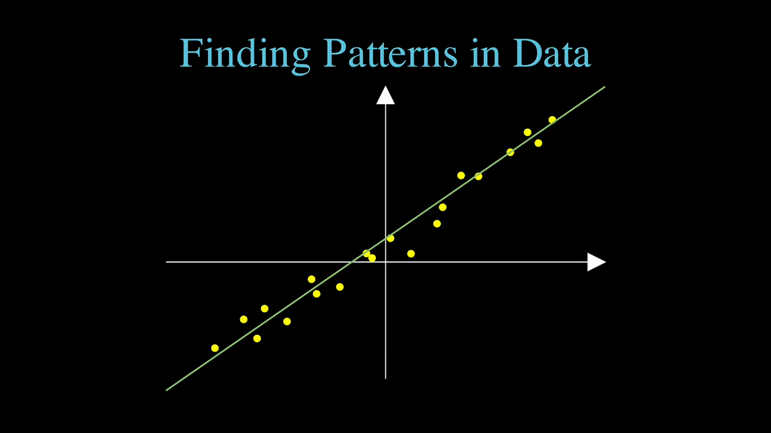And we can even quantify how good the fit is with something called R-squared, which in this case is 0.94, meaning our line explains 94% of the variation in the data.